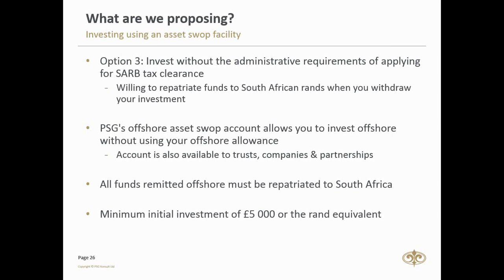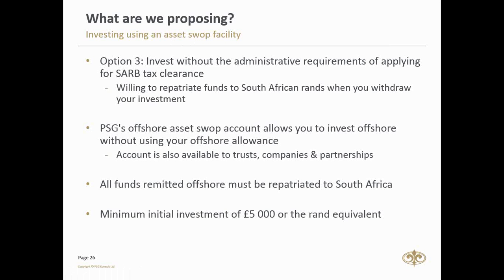Then the third option is if you've exhausted your offshore allowance and you're looking at taking more money offshore, or alternatively, your investments are in a trust, a company or a partnership, for example an investment club. If you want to take your money offshore, then you have to use option 3, which is PSG's asset swap facility. There are no limitations. You can take as much money as you want offshore.